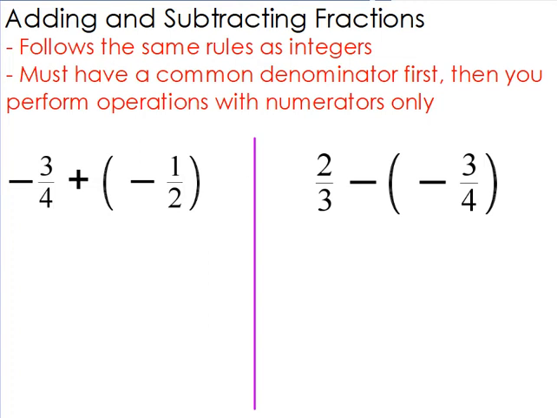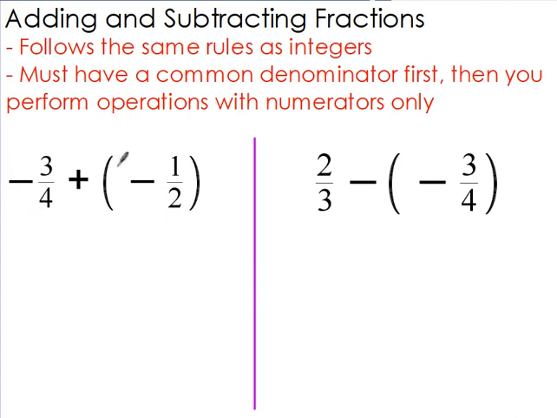So now we are going to add and subtract fractions. We're going to follow the same rules as integers, but the difference is with the fraction we must have the common denominator first, and then we're only going to perform our operations with the numerator. So if we're following the same rules as integers, we're only performing our operations with the numerators. The biggest thing here is just finding the common denominator.